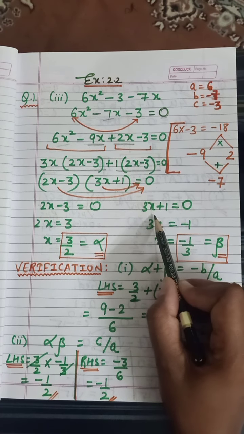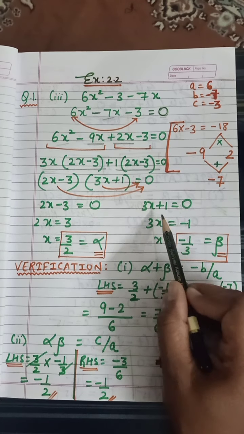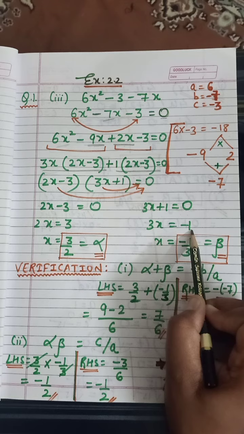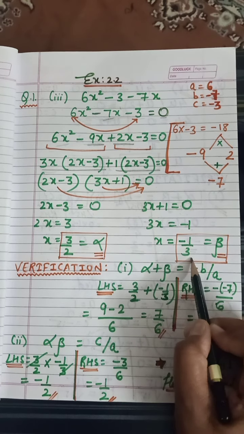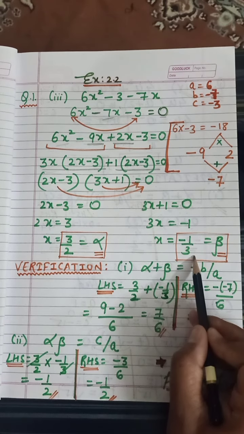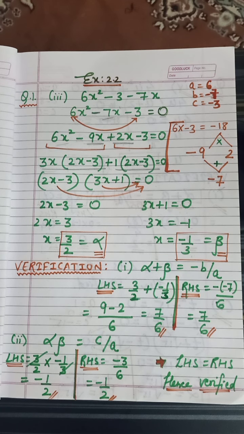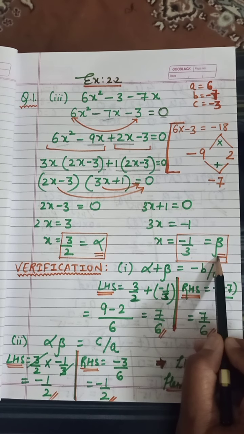Now let us find out the other. So this bracket 3x plus 1 equals to 0, then 3x equals to this, plus 1 will become minus 1, and then x equals to minus 1, and 3 comes down, minus 1 by 3. So this is denoted as beta. So we got the value of x. So here in question number 1 of exercise 2.2, we have to find out the zeros by splitting the middle term. So we got two zeros. We have denoted one zero by alpha and the other zero by beta.